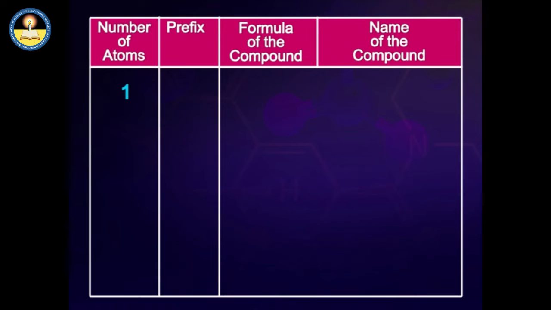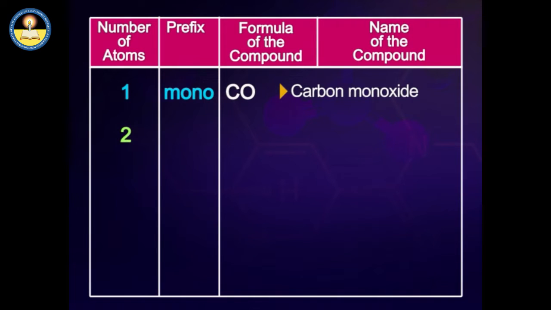When the number of atoms is 1, the prefix is mono. The formula of the compound is CO and the name of the compound is carbon monoxide. When the number of atoms is 2, the prefix added is di. The formula of the compound is CO2 and the name of the compound is carbon dioxide.